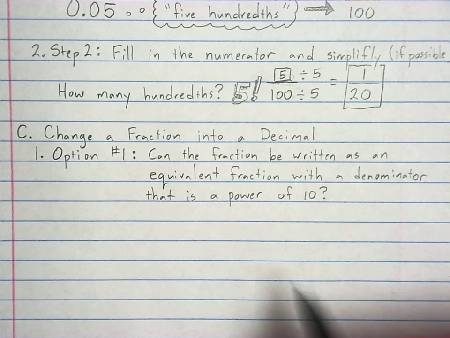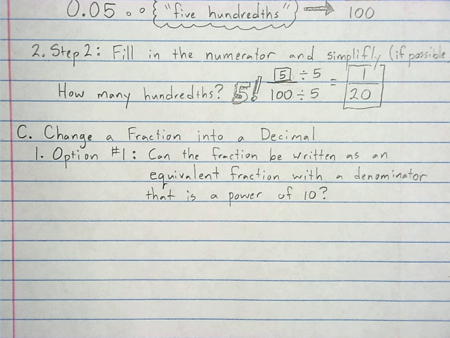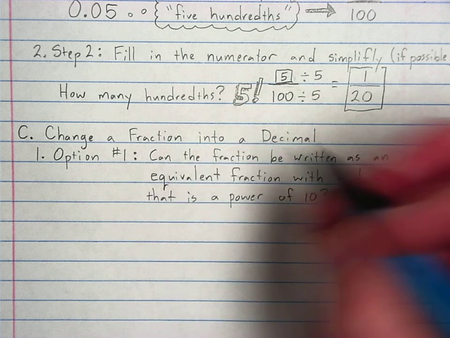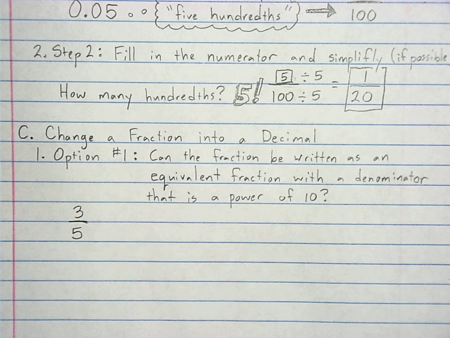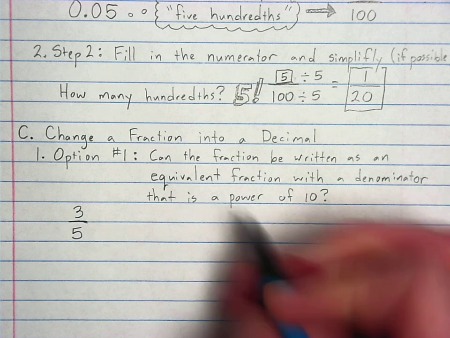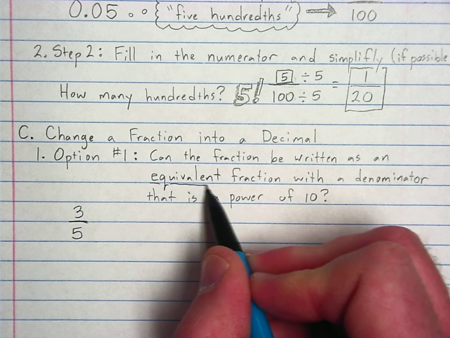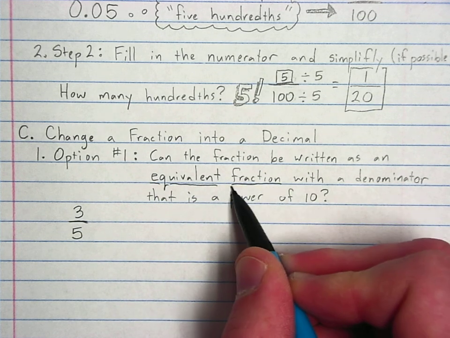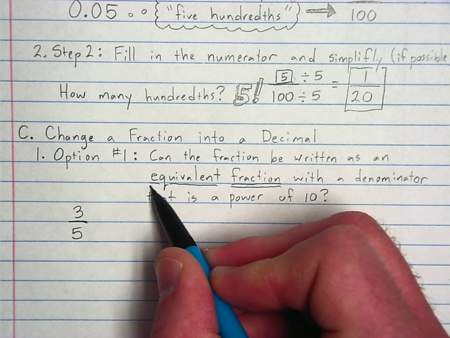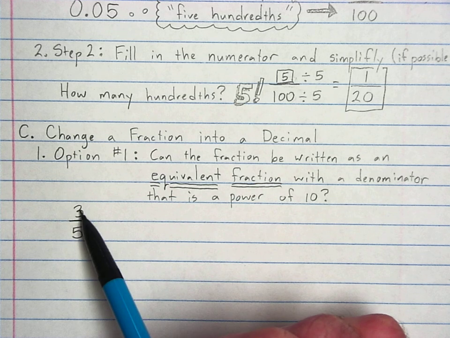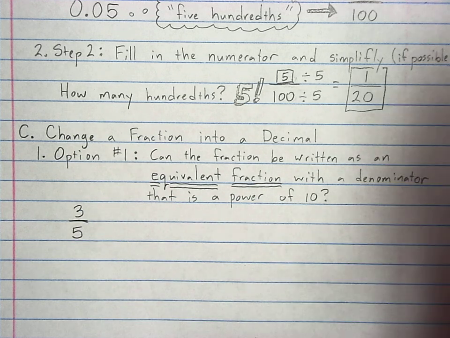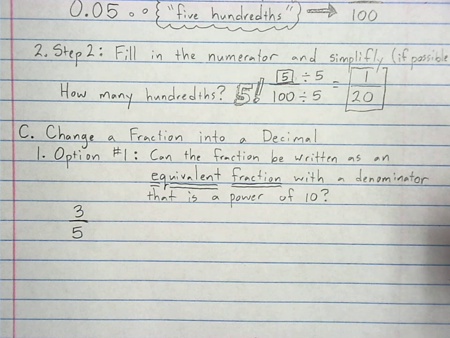Okay, let's break that down a little bit. Can the fraction, whatever fraction you're given, so for our example, I am going to give you 3/5. Can this fraction be written as an equivalent fraction? So remember, that means we are going to write it as a fraction that looks different, but is really the same amount of stuff. These will look bigger or smaller, they'll look different, but it'll be the same value overall.